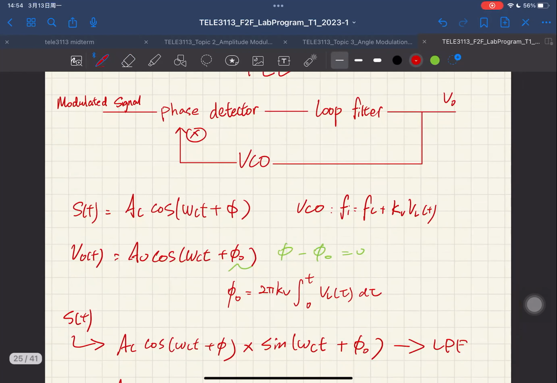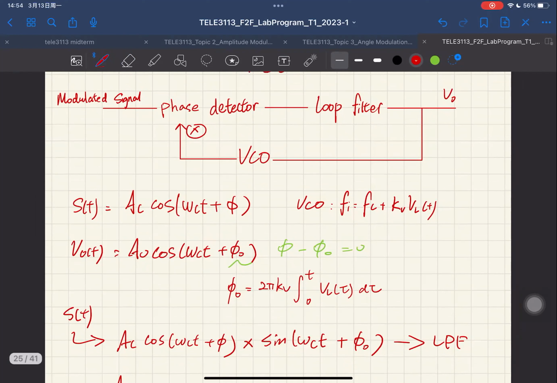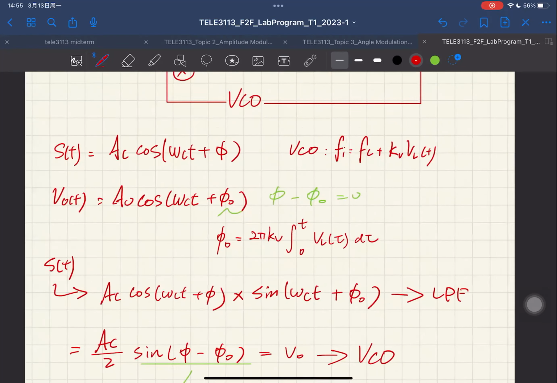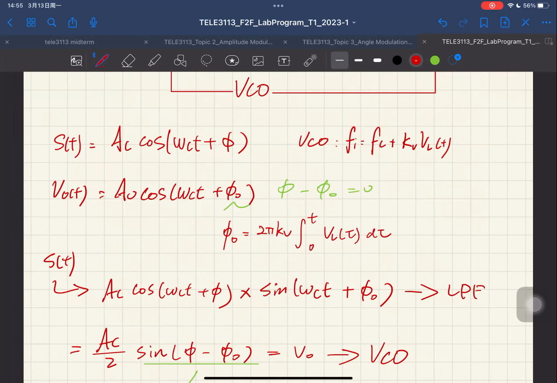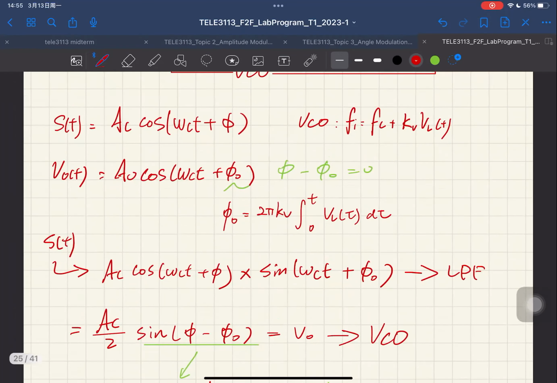The reason we use a different expression for V out is that everything is changed after you pass the signal through the VCO. The VCO modulates your whole frequency component, so it's entirely different from your modulated signal. That's why we use different terms, A_0 and phi_0. And phi_0 is essentially 2 pi k_v times the integral of V(tau) d tau. So that's frequency modulation.